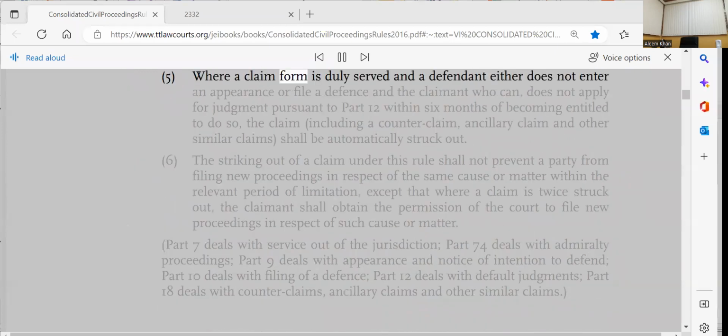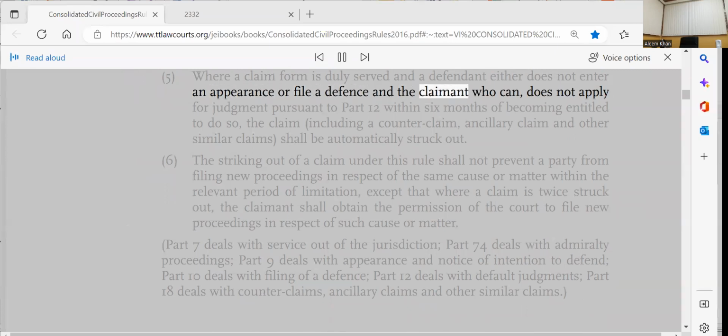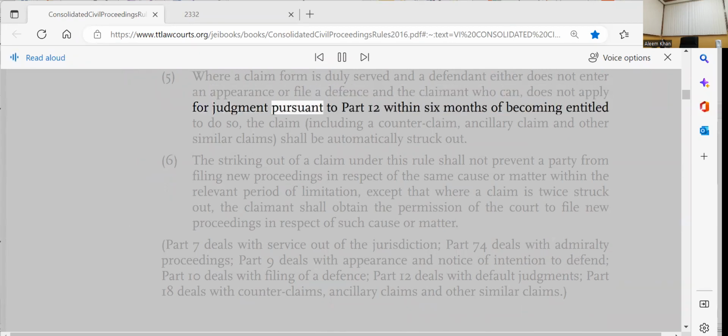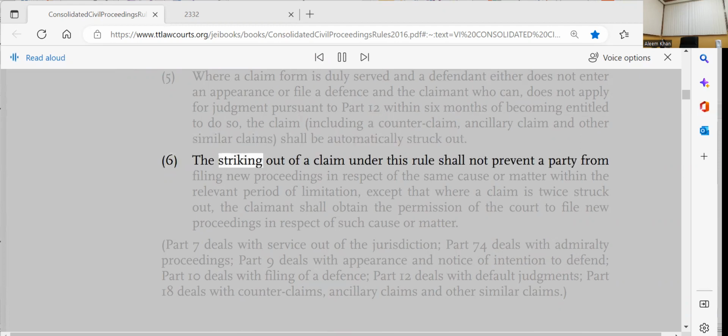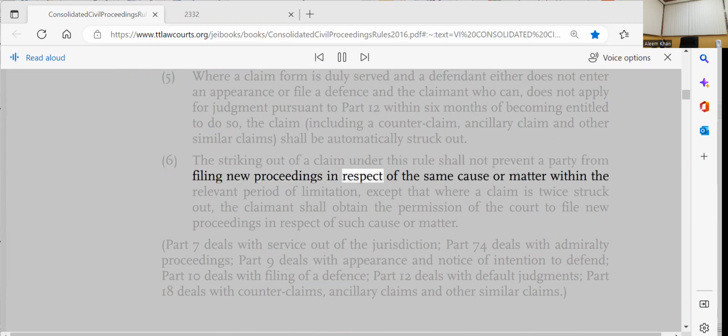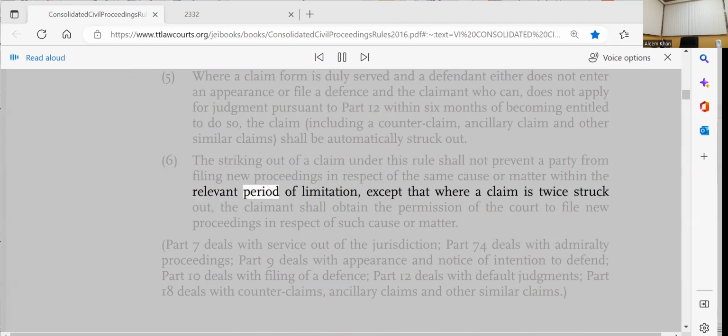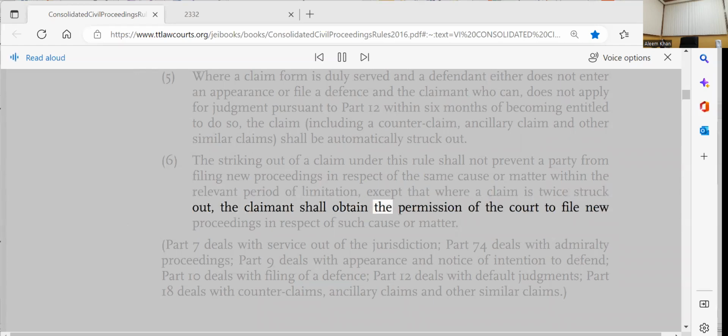5. Where a claim form is duly served and a defendant either does not enter an appearance or file a defense and the claimant who can, does not apply for judgment pursuant to Part 12 within 6 months of becoming entitled to do so, the claim, including a counterclaim, ancillary claim, and other similar claims, shall be automatically struck out. 6. The striking out of a claim under this rule shall not prevent a party from filing new proceedings in respect of the same cause or matter within the relevant period of limitation, except that where a claim is twice struck out, the claimant shall obtain the permission of the court to file new proceedings in respect of such cause or matter.